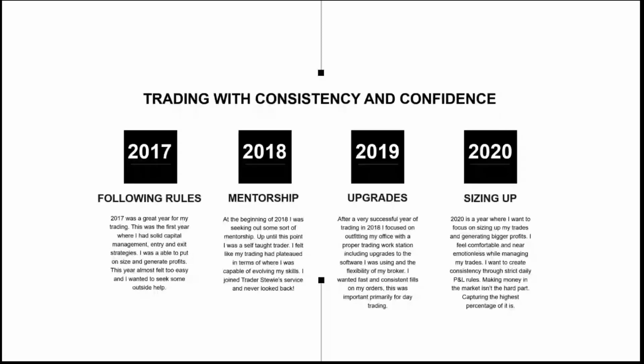So 2017 through 2020, I really started trading with consistency and confidence. I followed my rules all through 2017, and this was a really easy year in the market. I had solid capital management, entry and exit strategies. I was able to put on size and generate profits. And this year almost felt too easy to me, because it was the first year that I was actually making a substantial amount of money. And I wasn't so sure on how good I actually was as a trader, as opposed to how strong that market was. So at the end of that year, I wanted to seek some outside help and mentorship.